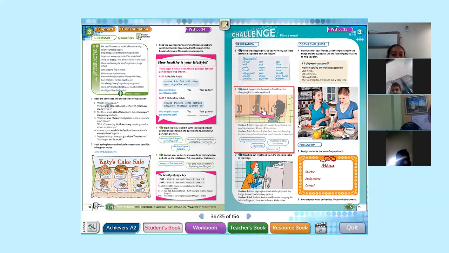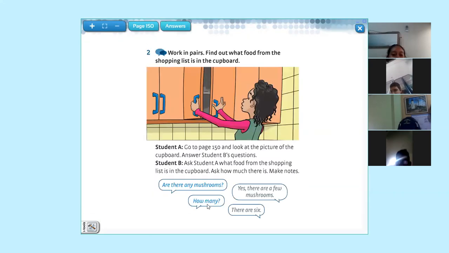In number 2, attention. In number 2, you have the cupboard. This is the cupboard, okay? And here we are going to have some information. Enrique Mendez, start reading, please. Work in pairs. Find out what food from the shopping list is in the cupboard. Okay, we are going to identify what food from the shopping list. You are going to use the list in number 1, okay? And you are going to identify what is here in the cupboard, okay?